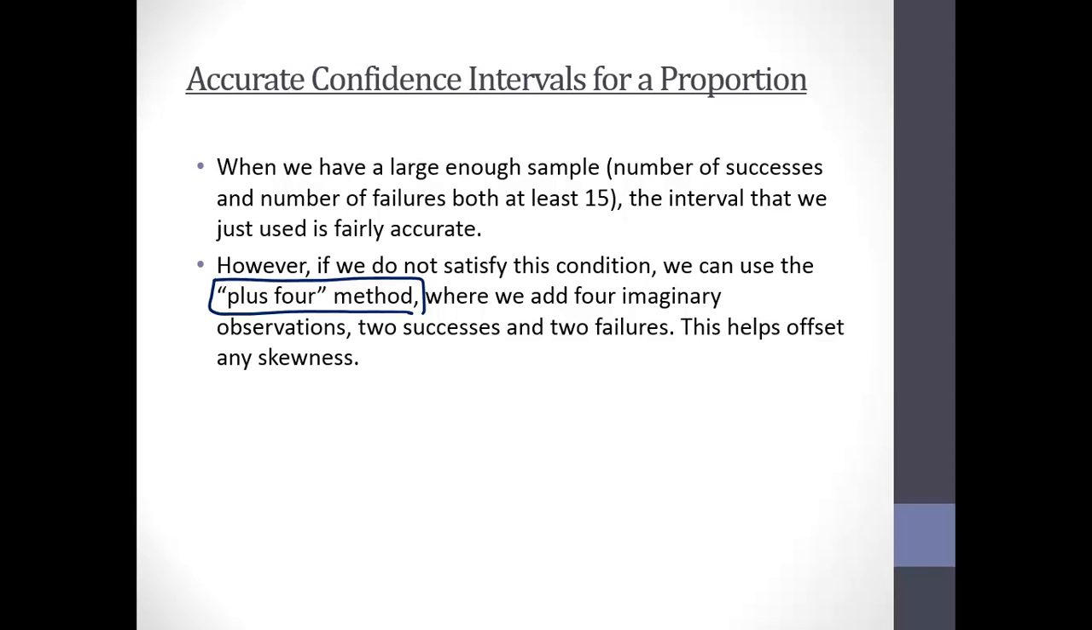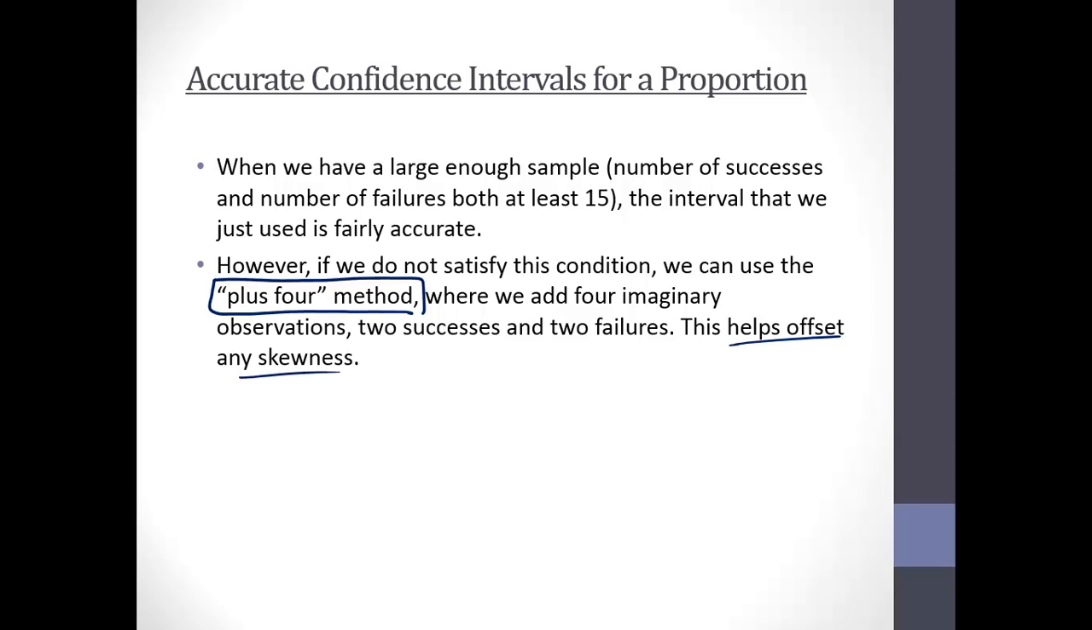That's where we're just adding 4 imaginary observations to our sample. So we're adding 2 successes and 2 failures. We're increasing our sample size, which will change the sample proportion, but since you're just adding two failures and 2 successes, it shouldn't throw things off too much. And the idea is this helps to offset any skewness.